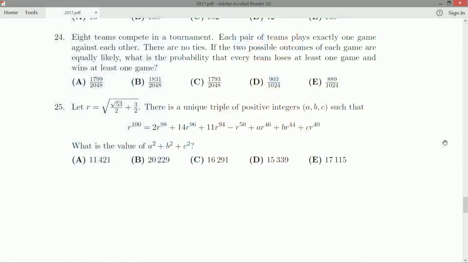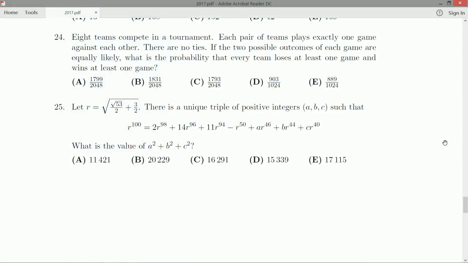Hello everybody and welcome back to more of the 2017 Fermat paper, and we're actually going to finish it off. We're on the very last question, question number 25. So let's take a look. Hopefully you already have.